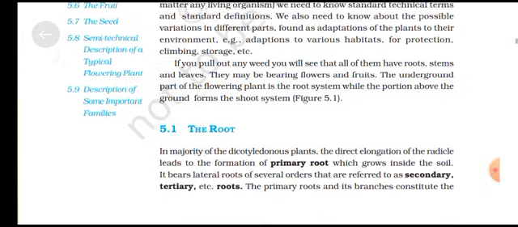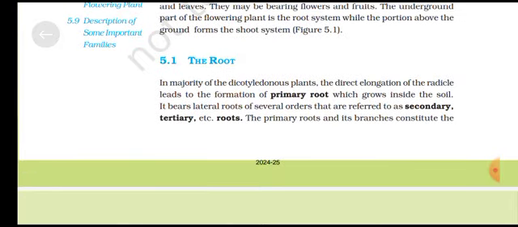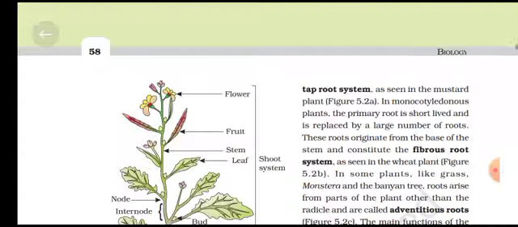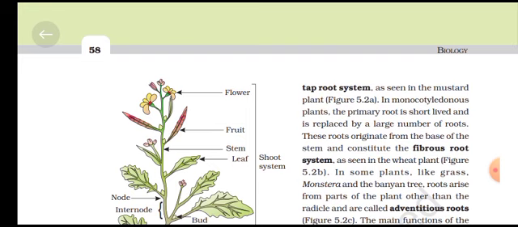The root. In the majority of the dicotyledonous plants, the direct elongation of the radicle leads to the formation of a primary root which grows inside the soil. It bears lateral roots of several orders that are referred to as secondary, tertiary, etc. roots. The primary root and its branches constitute the taproot system, as seen in the mustard plant.